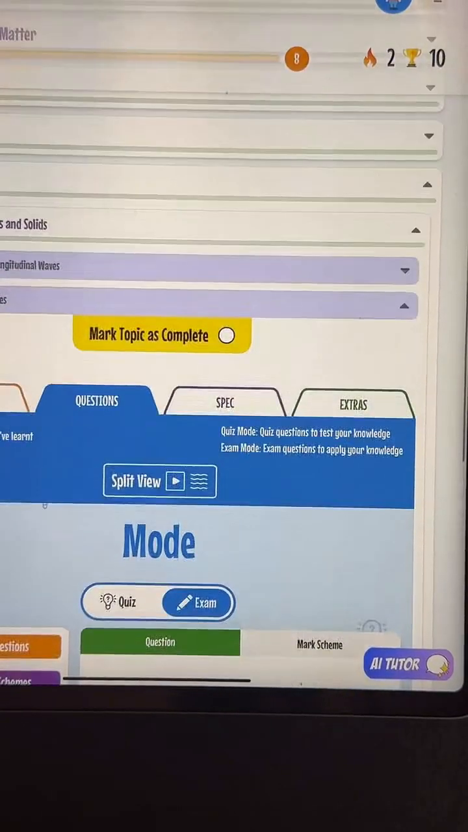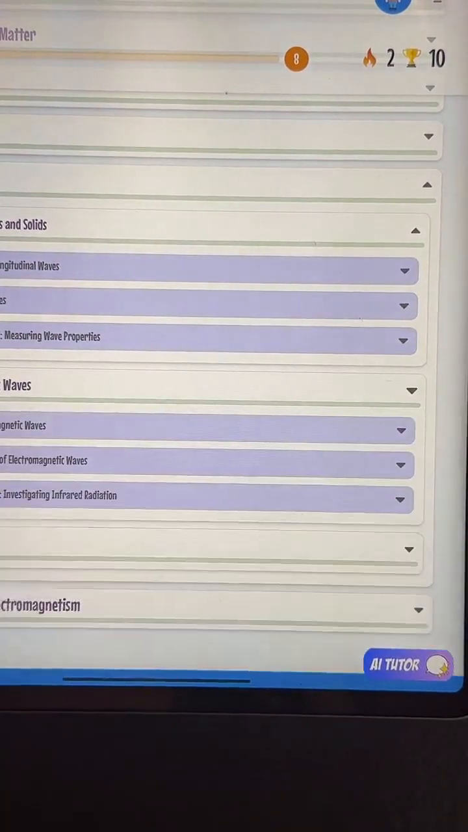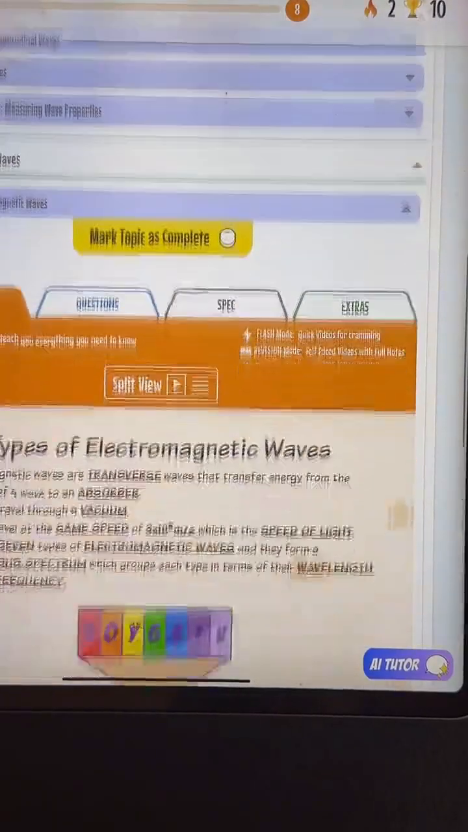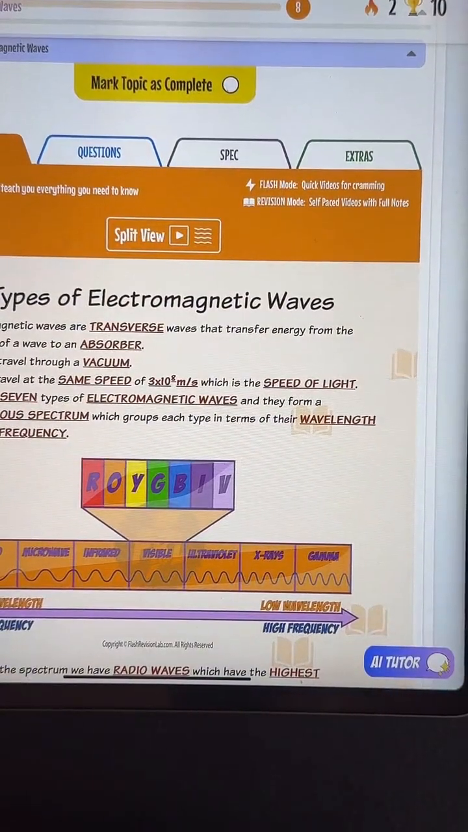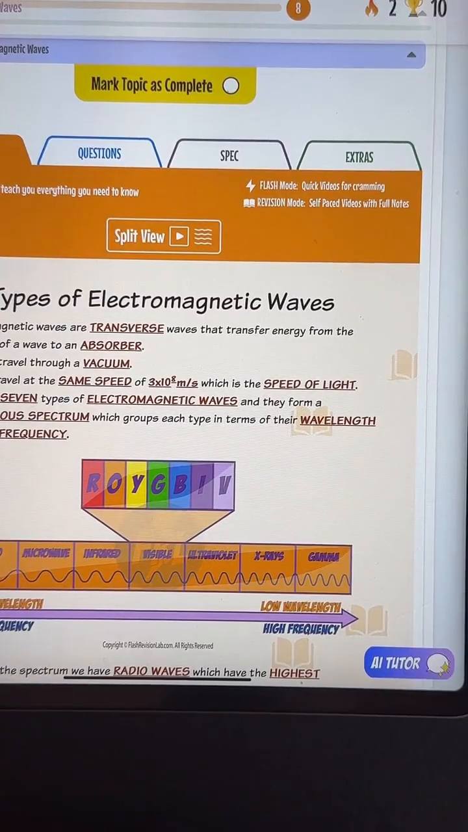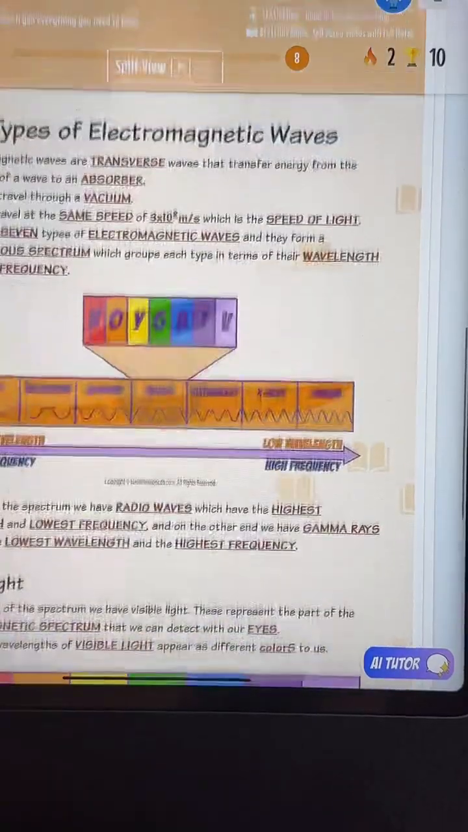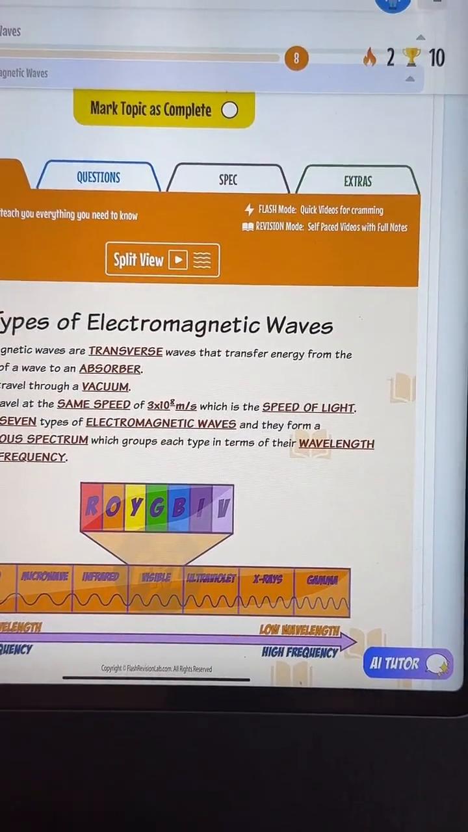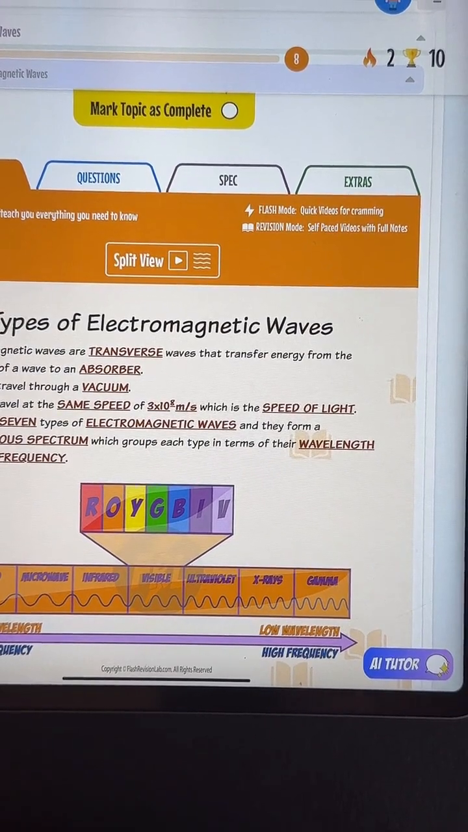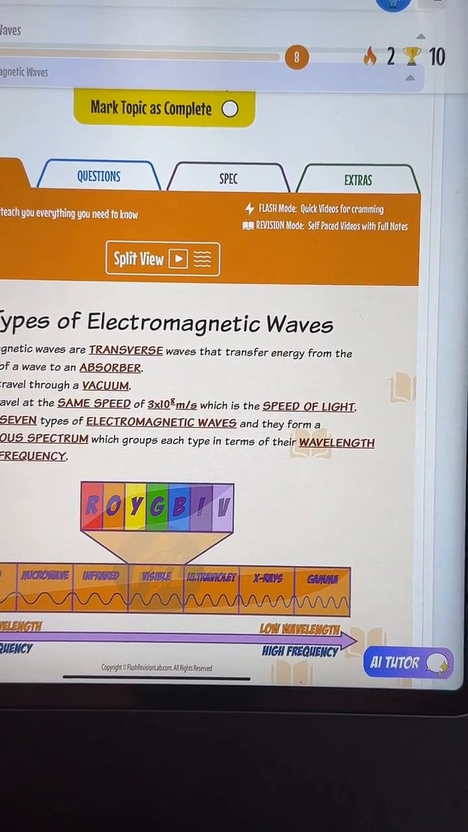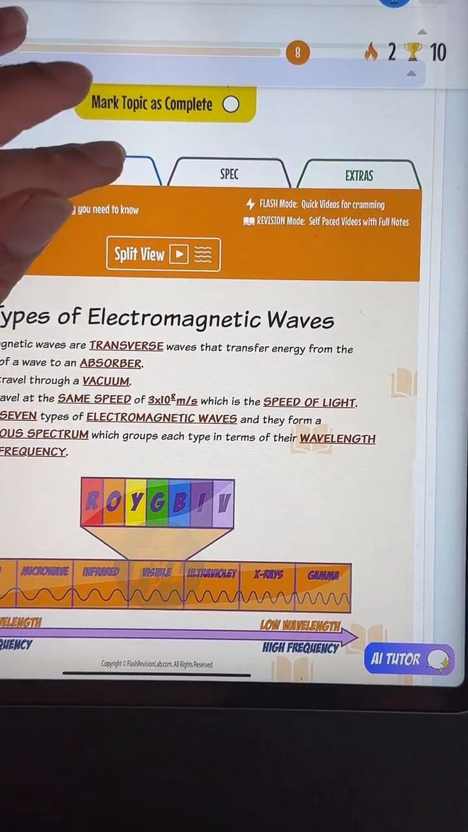Now we'll move on to our next topic, electromagnetic waves, types of electromagnetic waves. You can see here that the different types and all of that are in the notes here. So anything related to the questions I'm about to go through, you can look at the notes and cross-reference that to try and answer the questions.